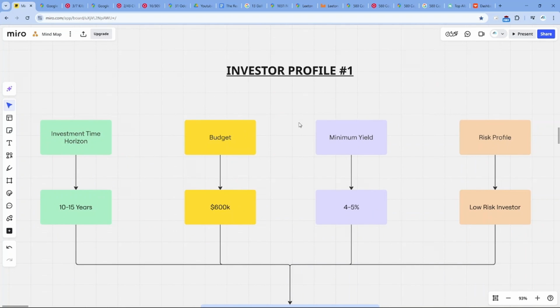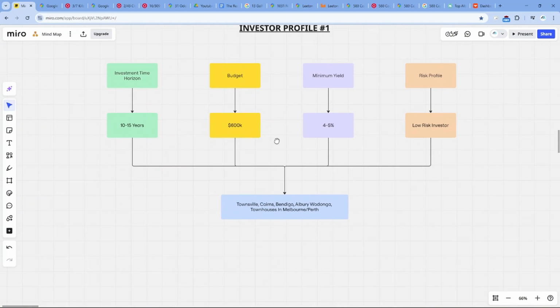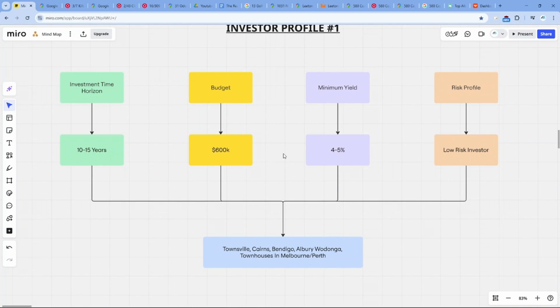Let's say your investment time horizon is 15 years, your budget is $600,000, and your minimum yield is around 4 to 5%, and you're a low risk investor, which means you're going to be targeting large regional hubs or capital cities so you can hold it for the long term. And when you start to look at the locations, you can invest into locations like Townsville, Cairns, Bendigo, Albury-Wodonga, and even townhouses in Melbourne and Perth, right? That's how easy it is. Based on your profile, you have certain locations you can invest into.